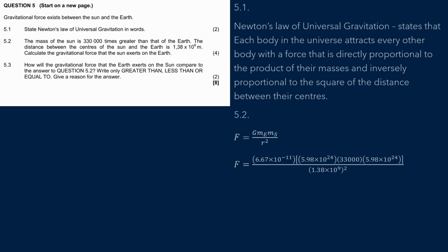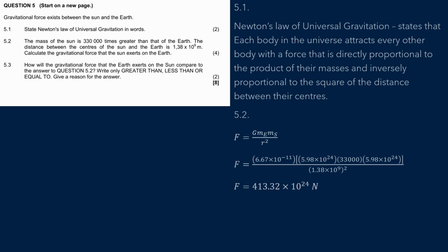And I know that the mass of the earth is equal to 5,98 times 10 to the power 24. Again, that value is there on your formula sheet, multiplied by 330,000 because that of the sun is 330,000 greater than that of earth, all multiplied by 5,98 times 10 to the power 24, all divided by 1,38 times 10 to the power 9 squared. And that will give me a gravitational force of 413,32 times 10 to the power 24 newtons.